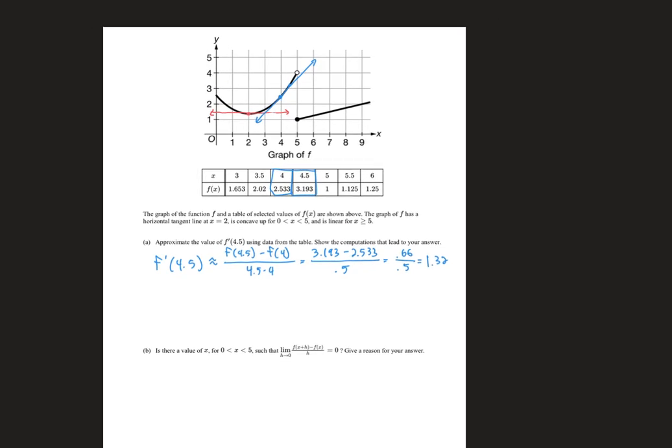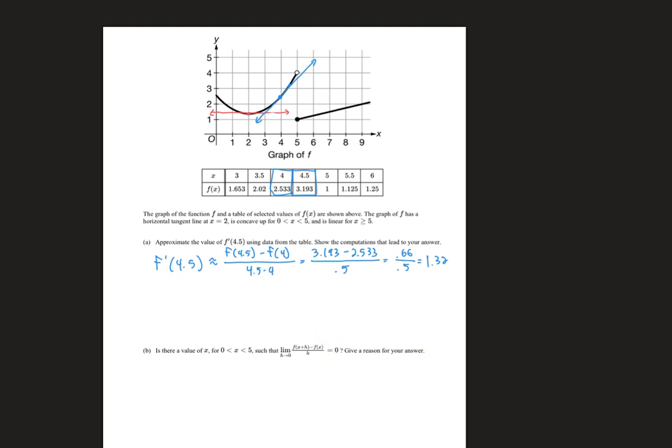Okay, so next question. For part B, they ask: is there a value of x on the open interval from 0 to 5 such that this is basically the derivative? This is the definition of derivative. So they want to know, is there an x value from 0 to 5, just for this little concave up piece, where the derivative equals 0? Give a reason for your answer.